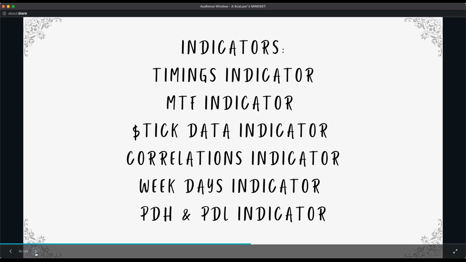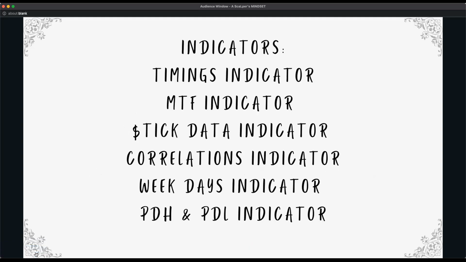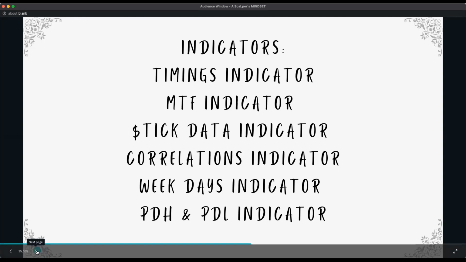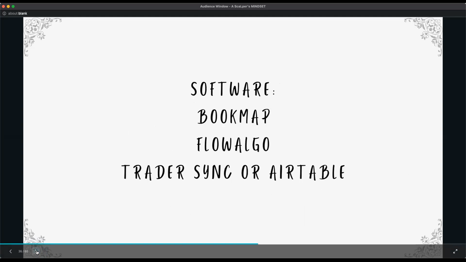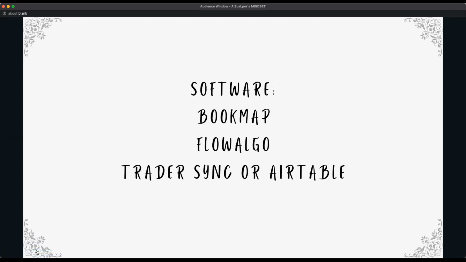These are the indicators. You're going to need the timing indicator, multiple time frame indicator, tick data, correlations, weekdays, previous day high and previous day low indicator. Software is going to be Bookmap and Flow Algo. And you're definitely going to need some type of trade management tool.